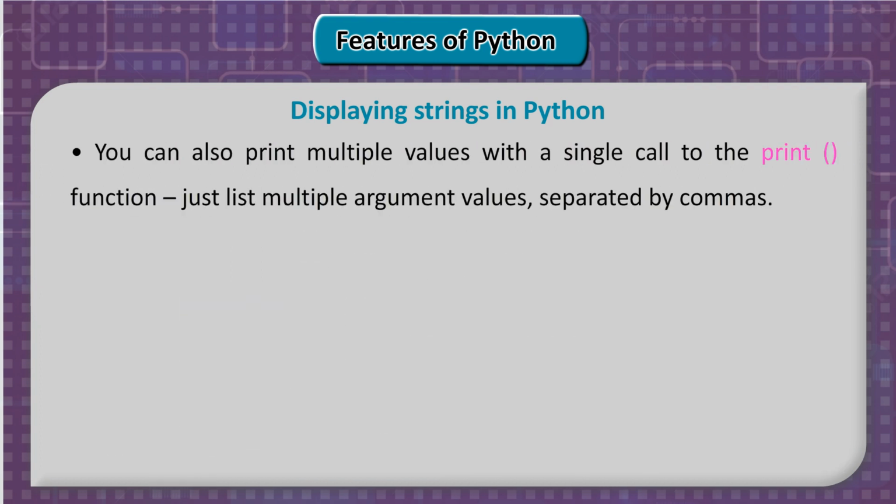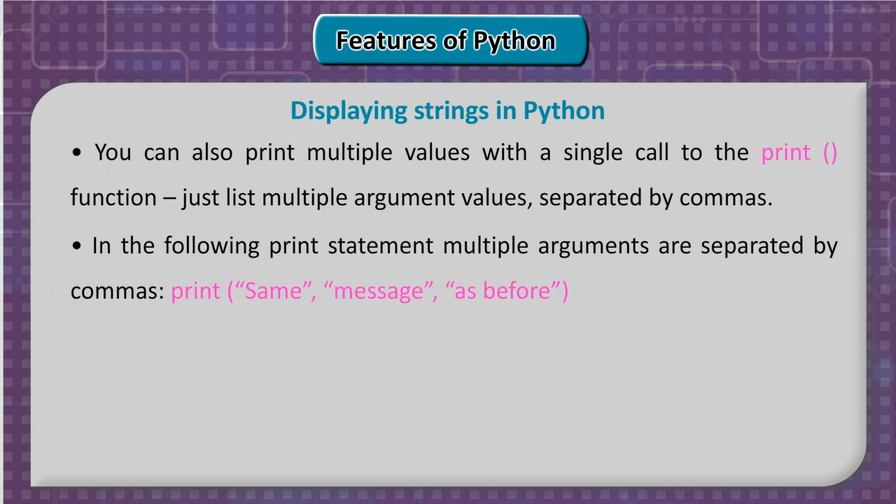You can also print multiple values with a single call to the print function. Just list multiple argument values, separated by commas. In the following print statement, multiple arguments are separated by commas. Print, same message as before.